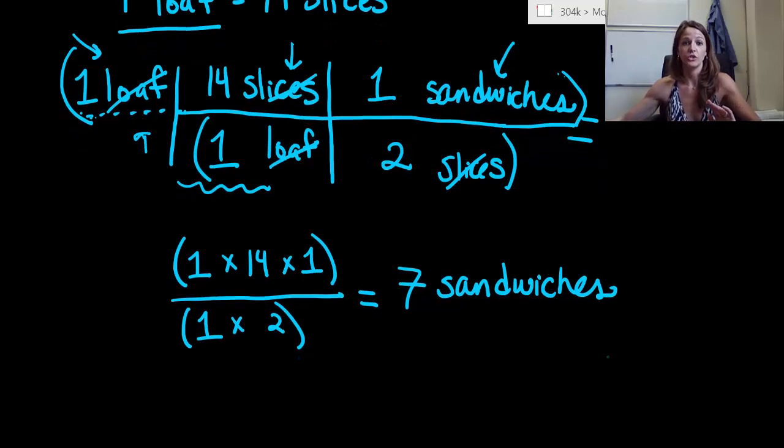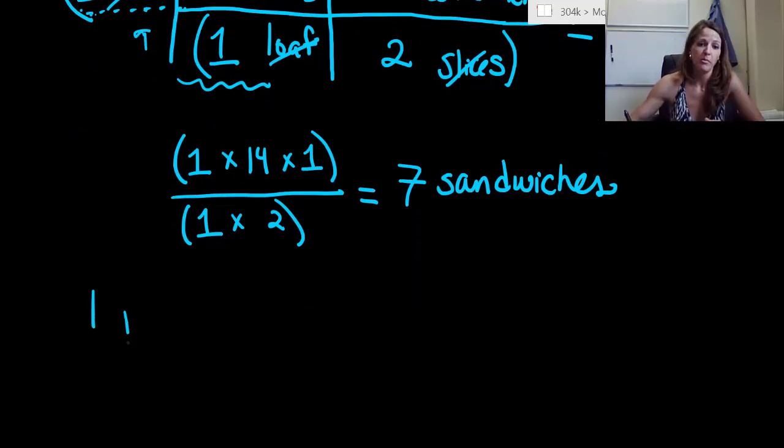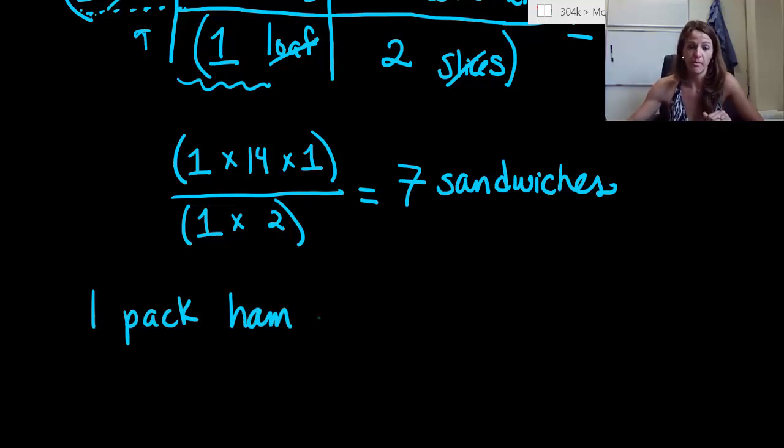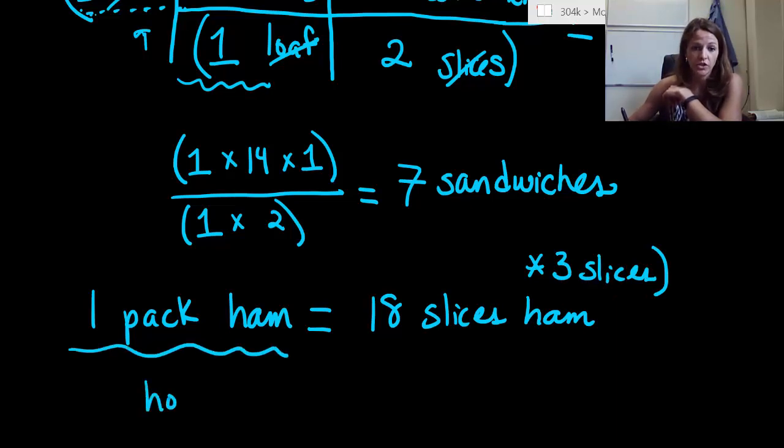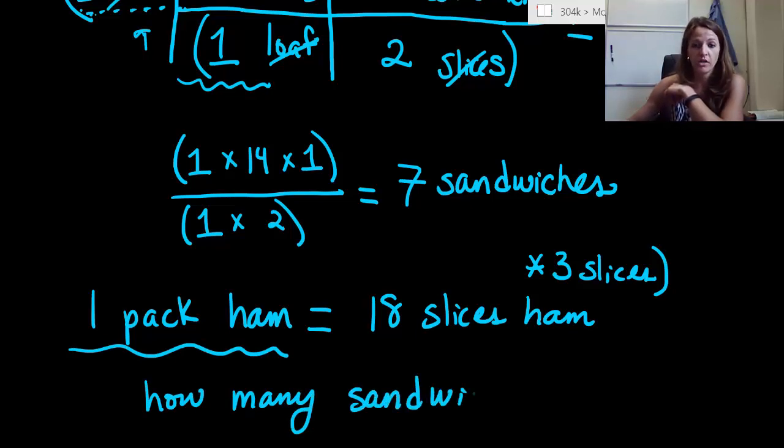Now, I'm going to challenge you and ask you, with 1 pack of ham, how many sandwiches can I make? But in order to do that, I have to give you one more piece of information. So for our example, our pack of ham is going to be equal to 18 slices of ham. And just so you don't have to scroll back up or reverse in the video, I'm going to remind you that for our perfect sandwich, we need 3 slices of ham. So now, with 1 pack of ham here, how many sandwiches can I make?